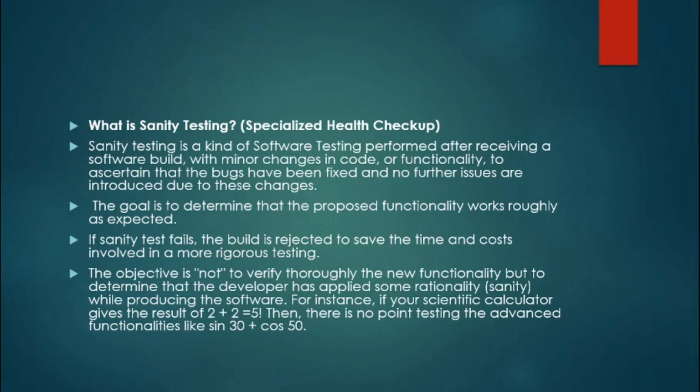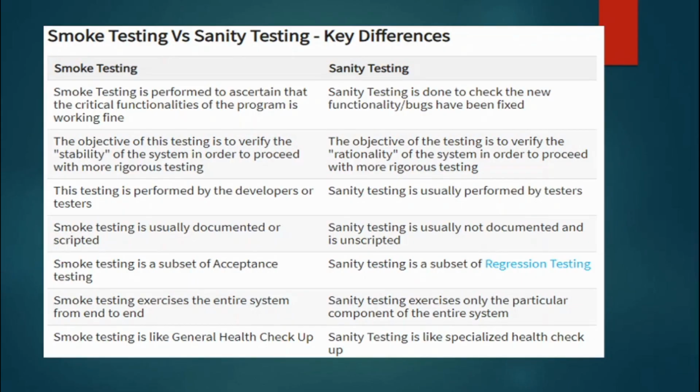For example, if you have a scientific calculator which gives you a result of 2 plus 2 equal to 5, it doesn't make sense to check any advanced functionality, like those involving sine theta plus cos theta, correct? So this is sanity and smoke testing. Now let's see the difference between smoke testing and sanity testing in tabular form.